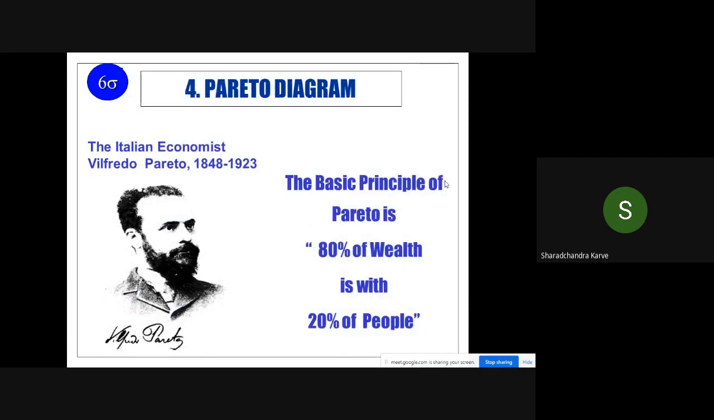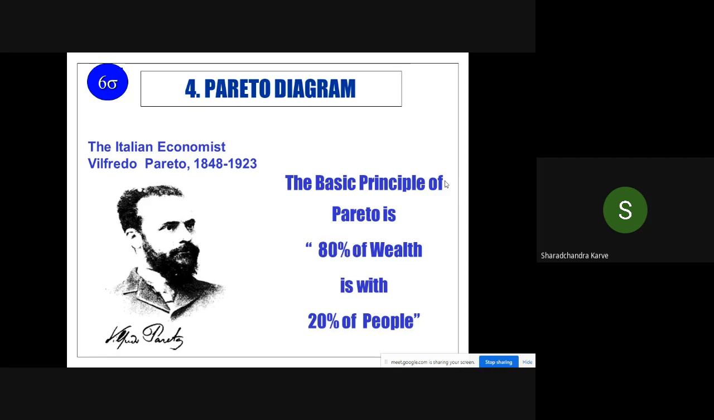The fourth tool is called the Pareto diagram, also called Pareto analysis. This tool is called Pareto analysis because it was invented by Pareto, an Italian economist, whose theory was based on an economic principle that 80% of the wealth is with 20% of the people. Now look, he died in 1923. Before that, he had this principle that 80% of the wealth is with 20% of the people, which is still valid. Even though we have changed the century, this basic economic principle is still valid.